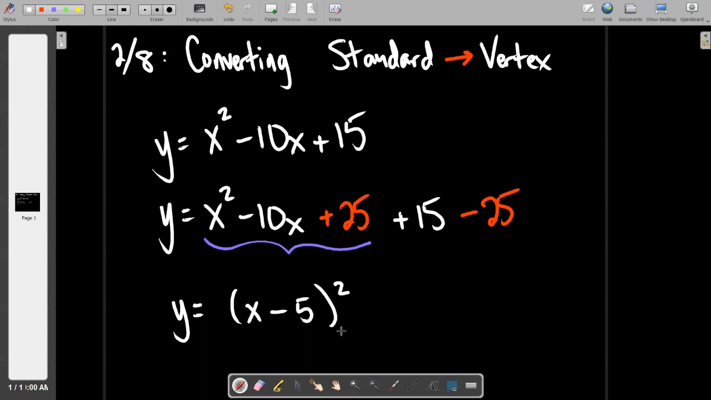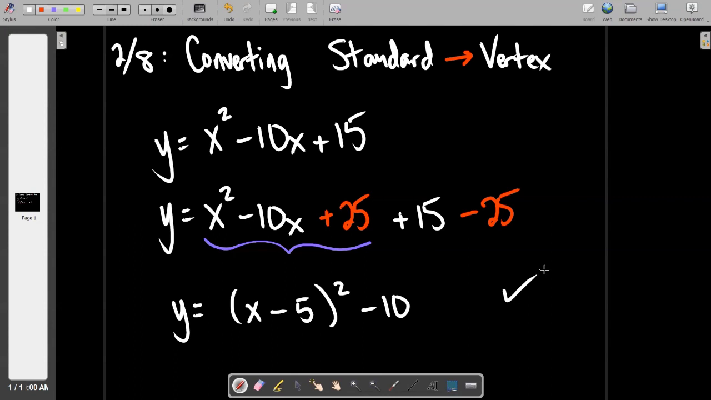And you already go, hot dog, it looks just like vertex form. Yep, I know. And then you got to do a little bit of little kitty math. And the little kitty math will sometimes be third grade-y like this, and sometimes it'll be more sixth grade-y with fractions, but it still is just math, right? What is 15 minus 25? And there is your vertex form. Done. Got it?